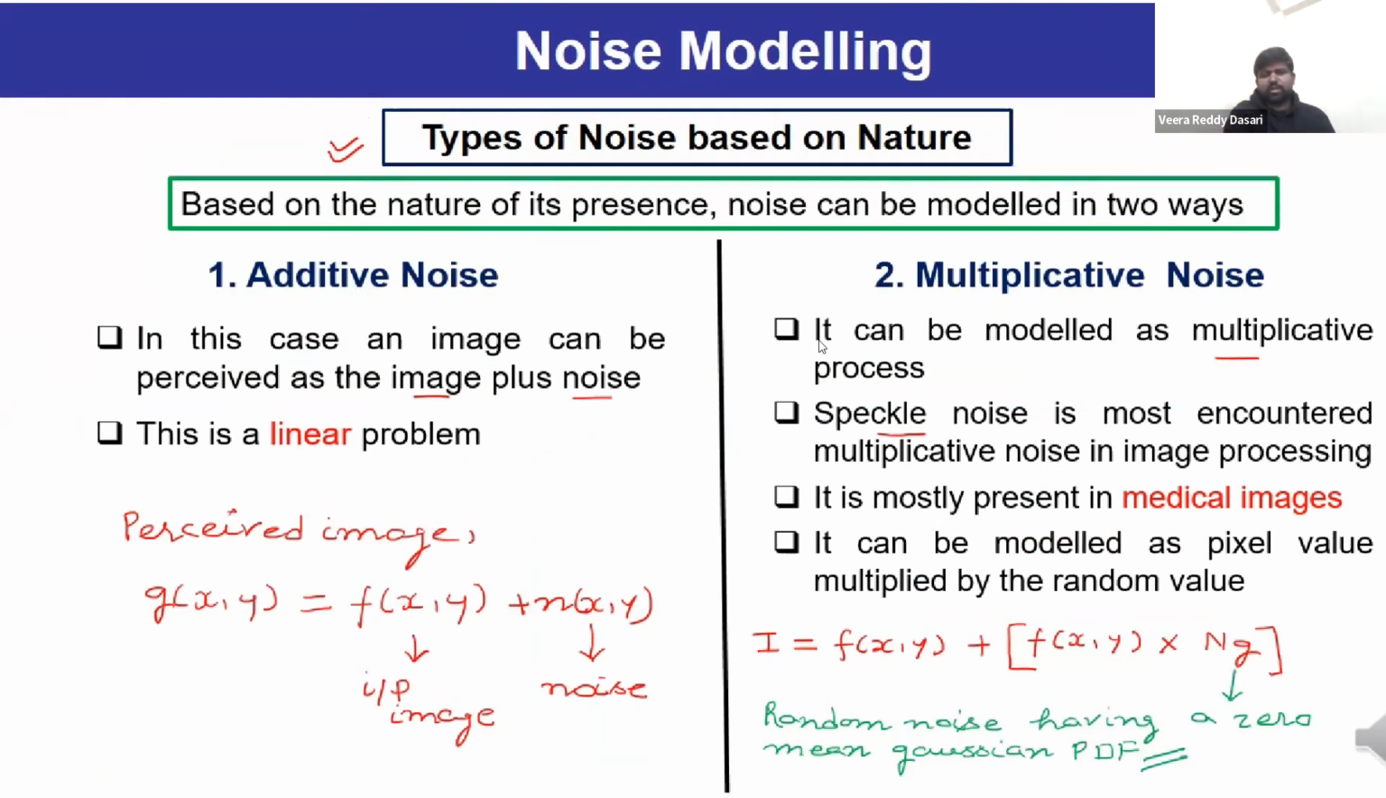Additive noise is like this: g of x comma y is equal to f of x comma y plus n of x comma y. Here n is the noise function and f is the image function. Multiplicative noise, as you can see, is also mostly present in medical images: g of x comma y equals f of x comma y plus f of x comma y times n. Here n represents noise. So you can just go through this.